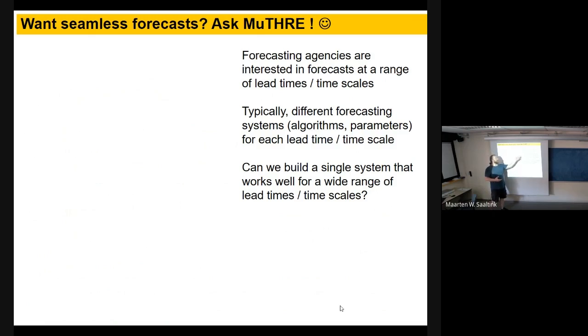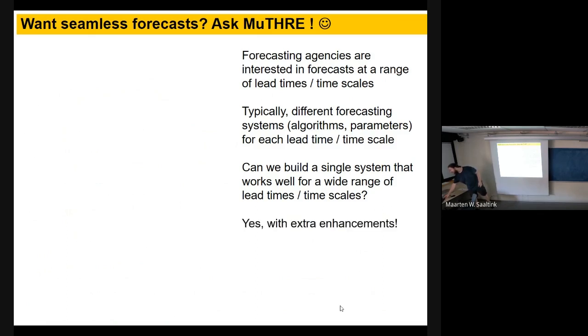It's also operationally less convenient, you just have to maintain a larger system, a collection of methods. And so the question we asked there was, can we build a single system that can perform well over a wider range of lead times and time scales? Lead times is how far ahead you forecast. Time scale here, I'm referring to the aggregation time scale. So if you're looking at, say, daily flows or monthly flows. So at least two different dimensions.